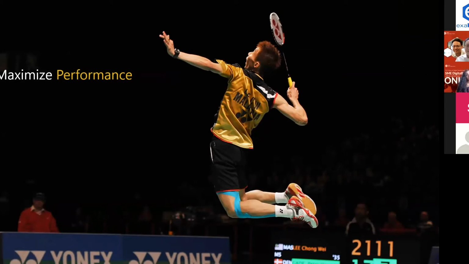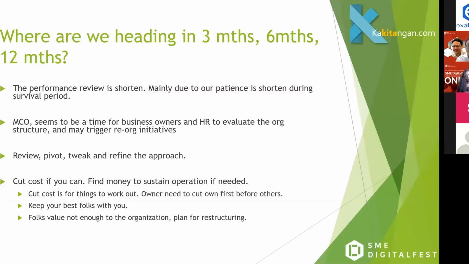That's the first part. The second part that's important is how do we maximize the performance of the company, right? Especially during this period. If you think about it, what happened in the 6-month, 3-month, 12-month period, very likely the entire performance review cycle is shortened. If you used to have a yearly performance review, you probably reduce to 6 months. If you used to have 6 months, you probably reduce to monthly, right? And keep a shortened review cycle throughout the survival period, try to change as fast as possible and fix things that are actually not working, all right? Pivot, tweak, and refine. At this moment, try to move fast, cut costs, find money to sustain the operation.